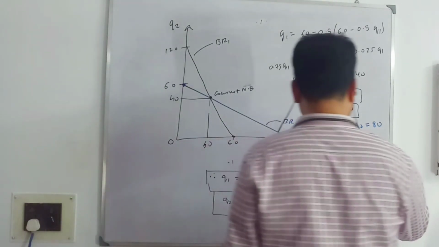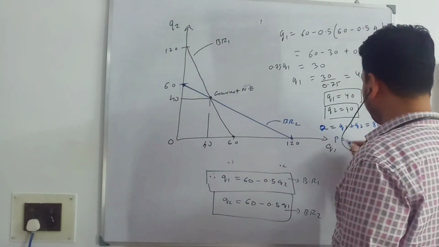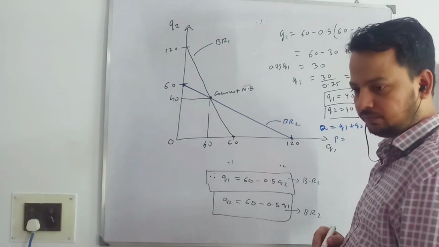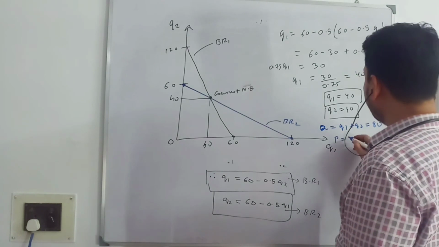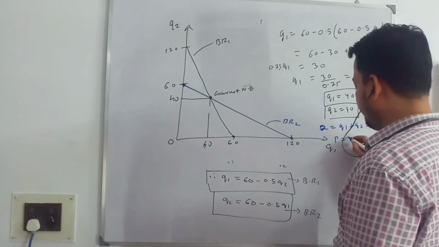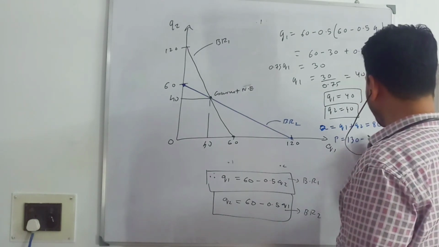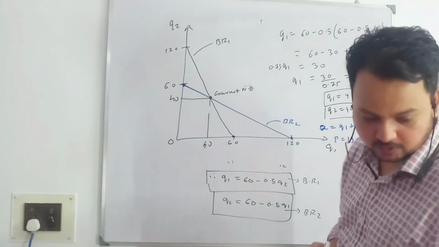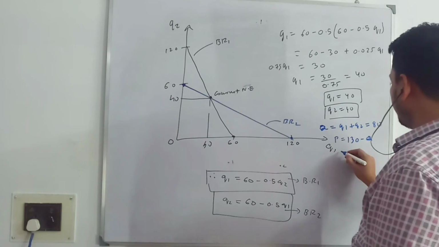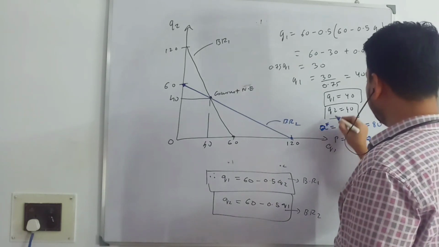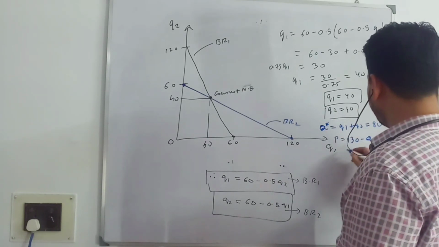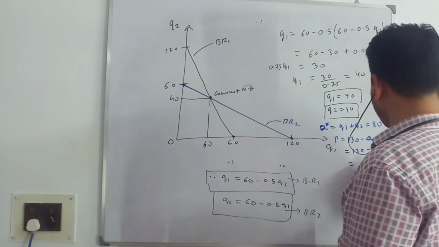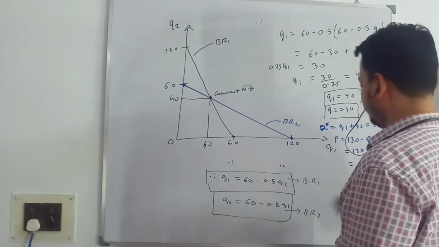Now, what will be the price? What is the price equation I have given? 130 minus Q, right? This is what I have given. Yeah, 130 minus Q. So equilibrium quantity is 80. And the price is 130 minus 80. It will be 70.